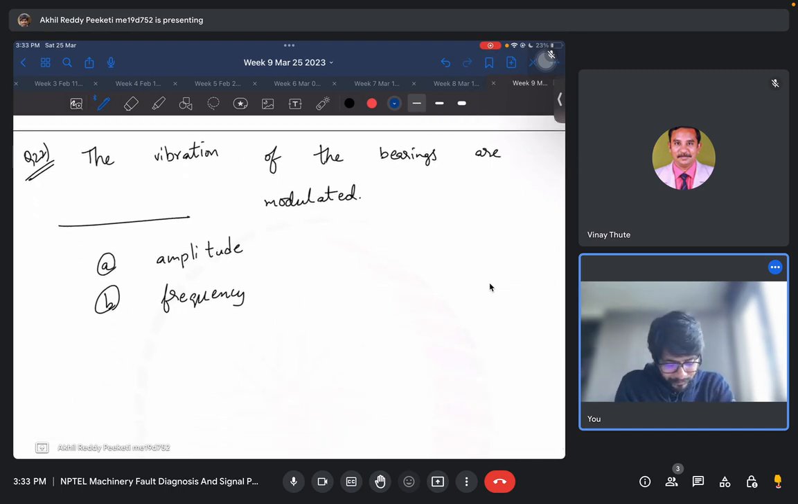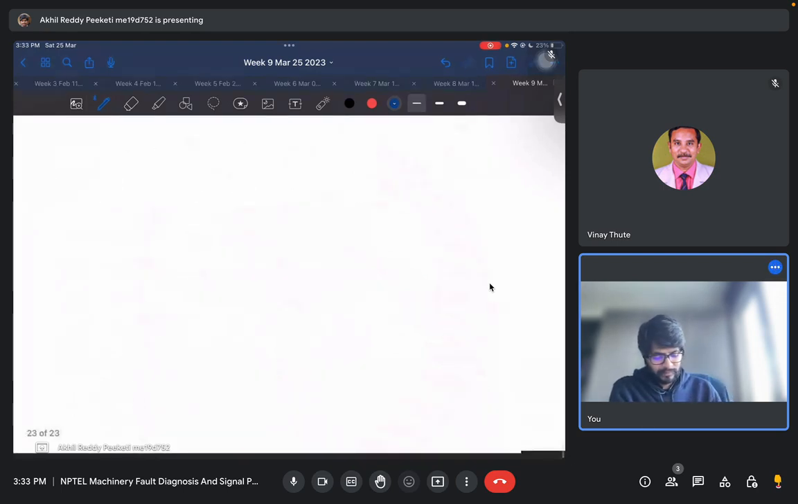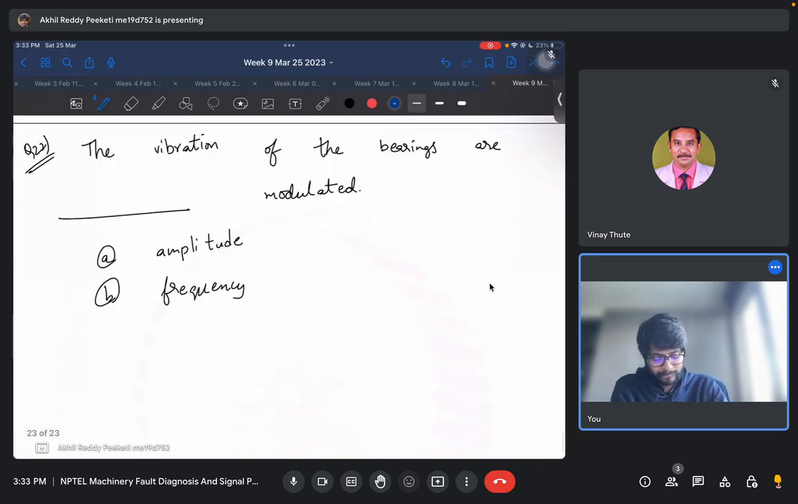Next question. The vibration of the bearings are amplitude modulated or frequency modulated? So this is similar to the questions which you have seen earlier.